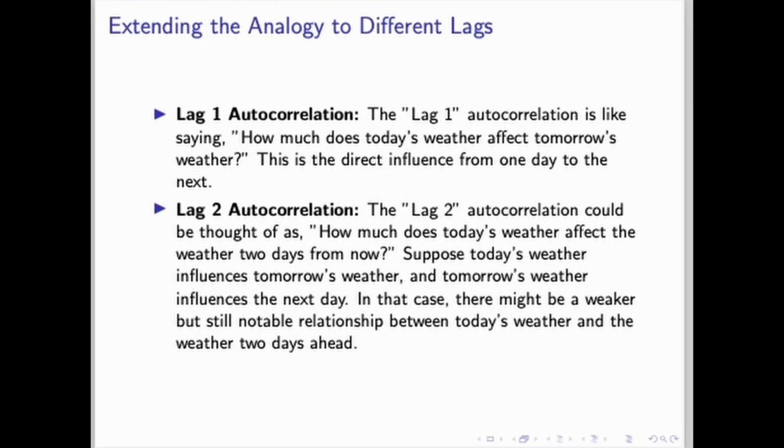Autocorrelation also occurs at different lags. For example, lag 1 autocorrelation asks how much today's weather affects tomorrow's weather. Lag 2 asks how much today's weather affects the weather 2 days from now. The influence weakens over time, but there's still a connection.